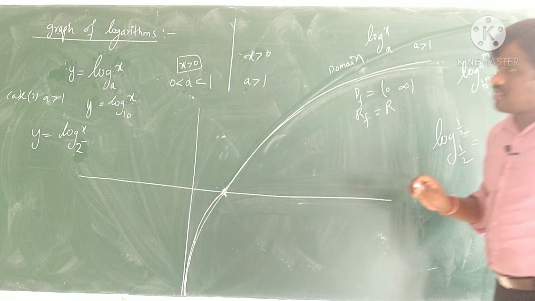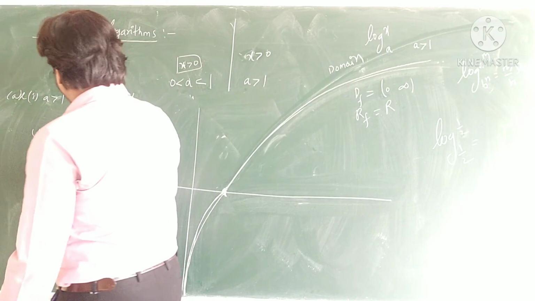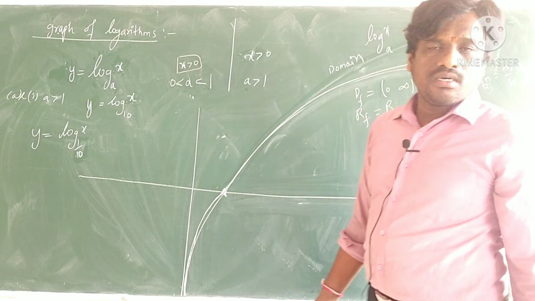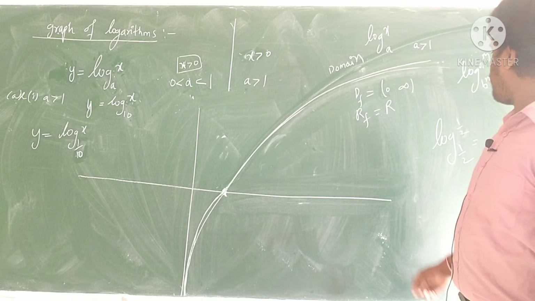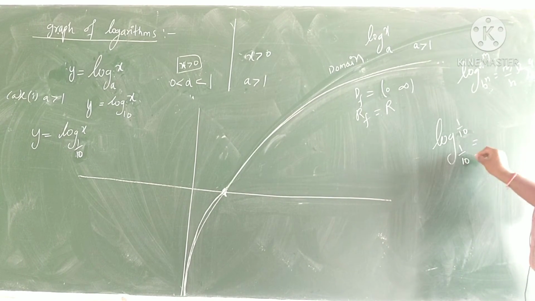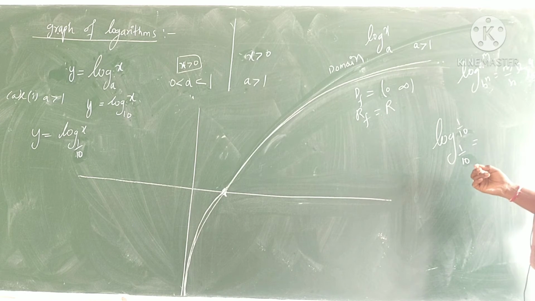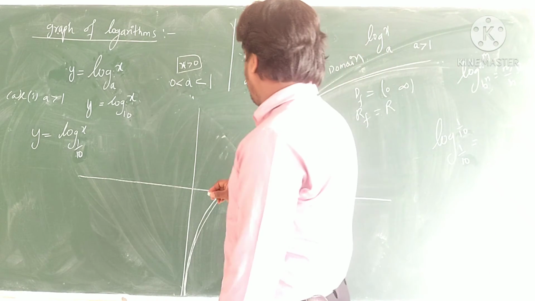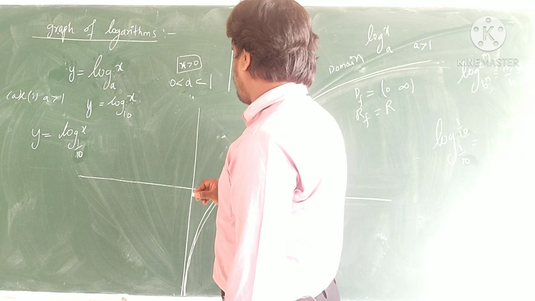Can I take 1 by 10? It may be easy for you. If I take 1 by 10, that is 10 power minus 1, it may be easy for you, right? So here if I take 1 by 10, maybe it is easy for you. So I think this is a better approach. If I take 1 by 10, I'll get 1.